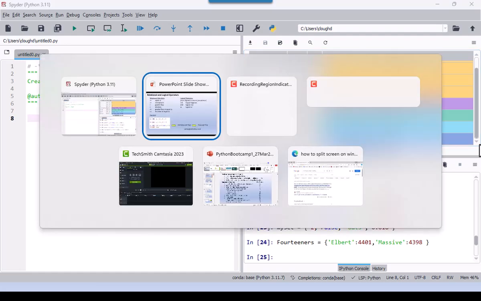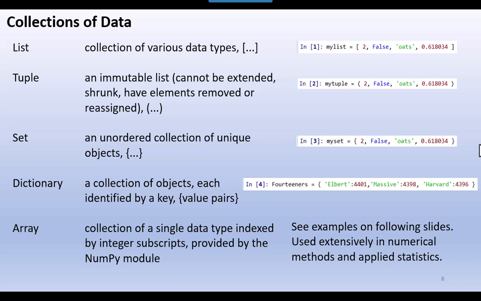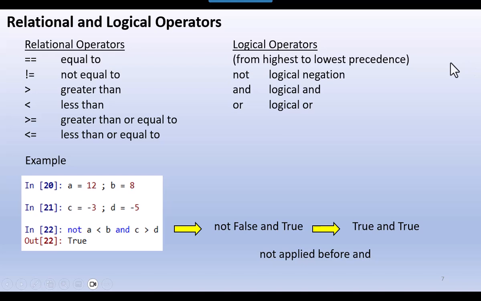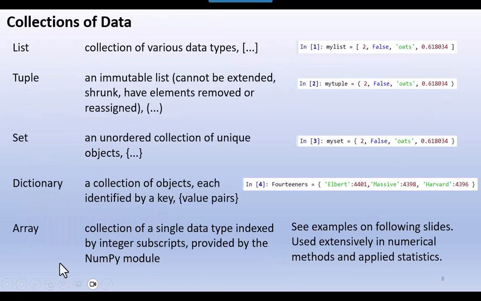Let's pop back and review the slide for this. This just gives you the examples that we've used and the fact that you use brackets, parentheses, and then braces for the other two. And it mentions here what we have for an array, and the main consideration there is that the array contains a single type, and it's accessed by integer subscripts, and the array type is provided by the NumPy module. It is not inherent to Python. So this we'll be using extensively in our numerical methods and applied statistics calculations, and you'll see that coming along.